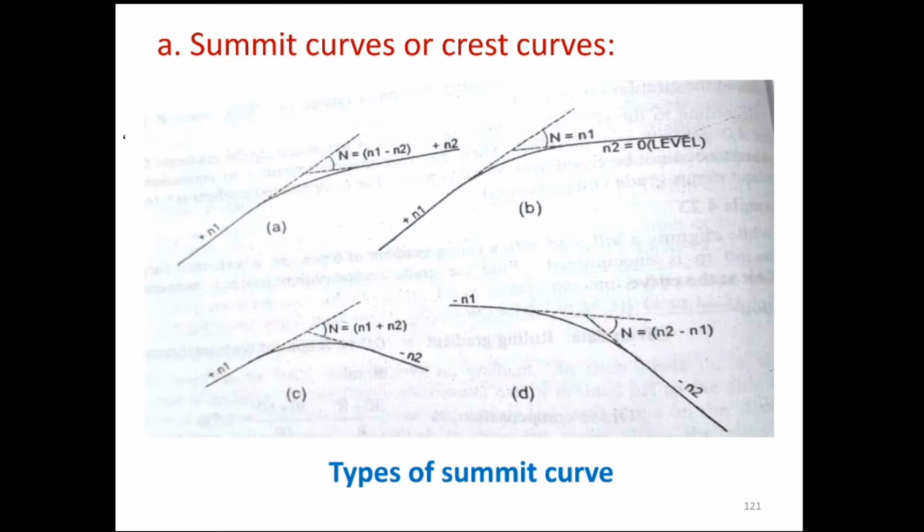If you observe the figure, we have the different sorts of summit curves with A. The rising gradient meeting the rising gradient. B. The rising gradient meeting the flat surface. C. The rising gradient meeting the decreasing gradient. And D. The flat surface meeting the decreasing gradient.